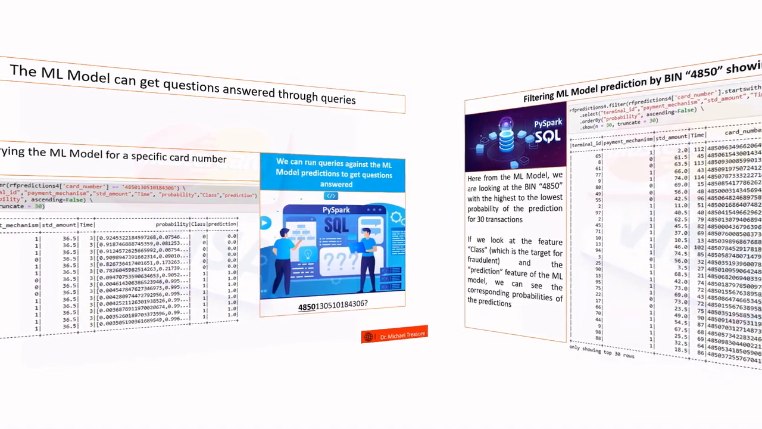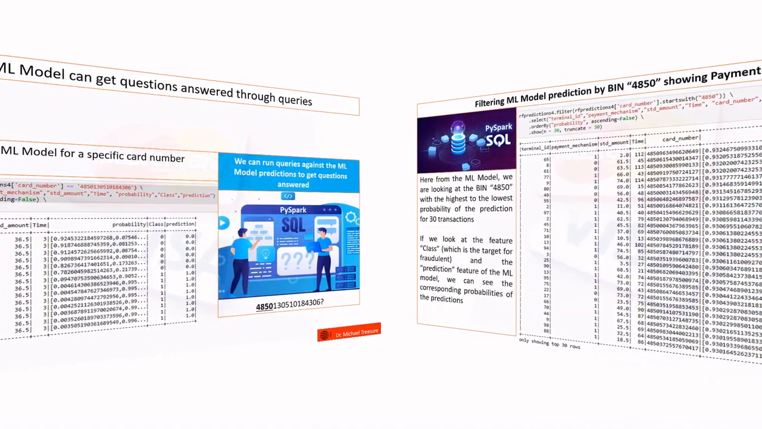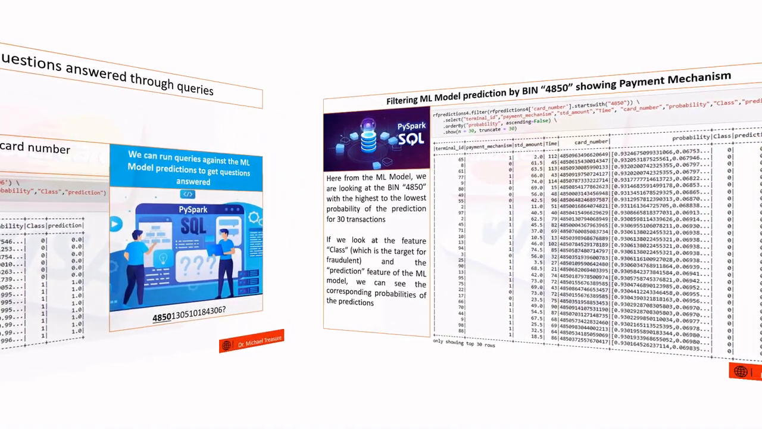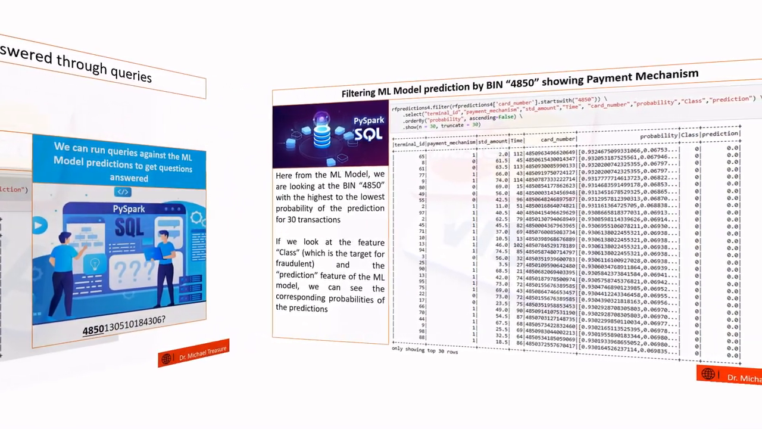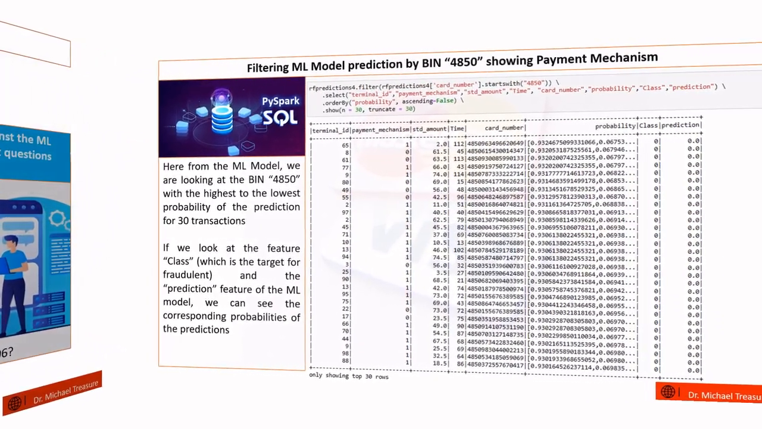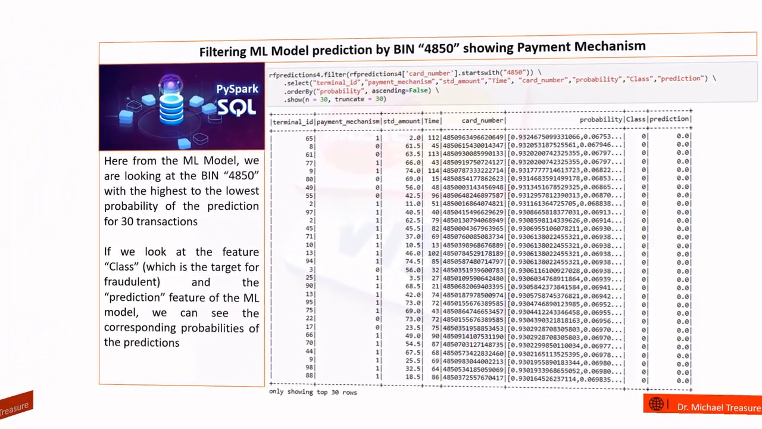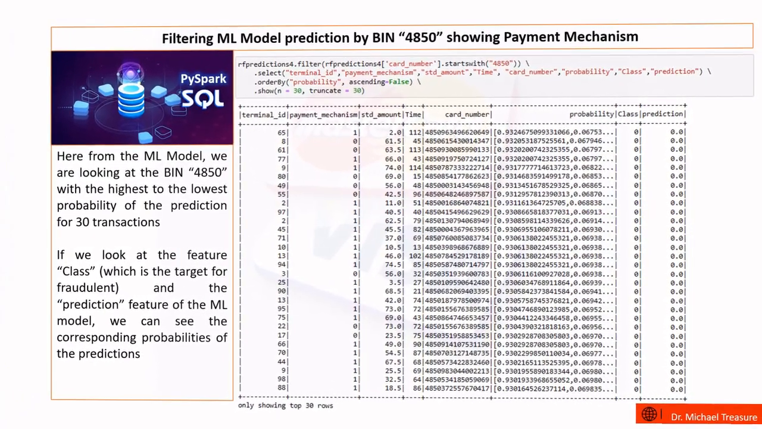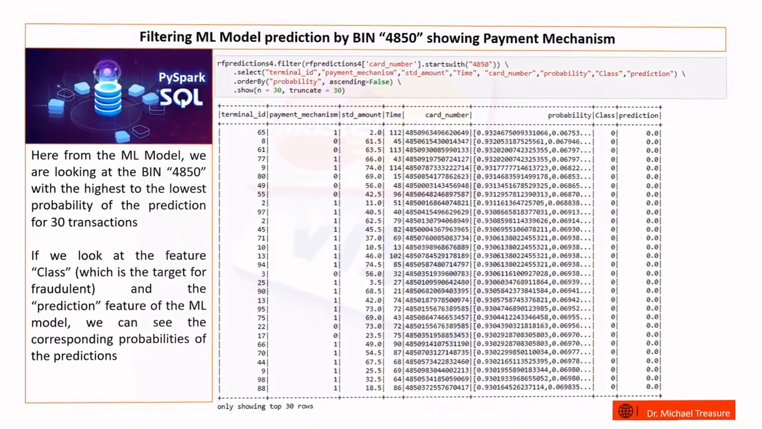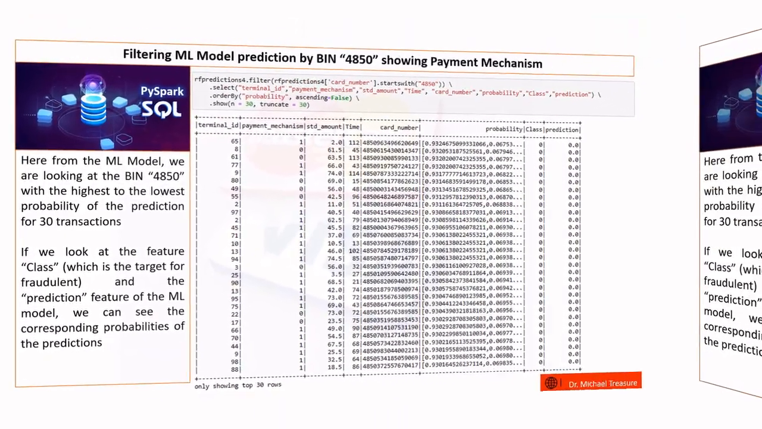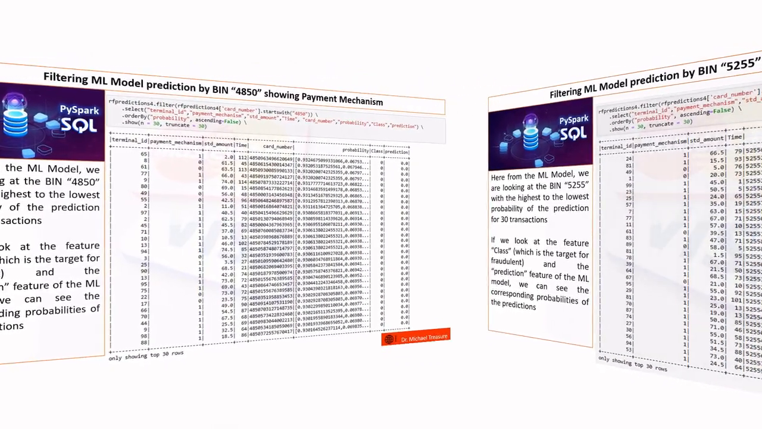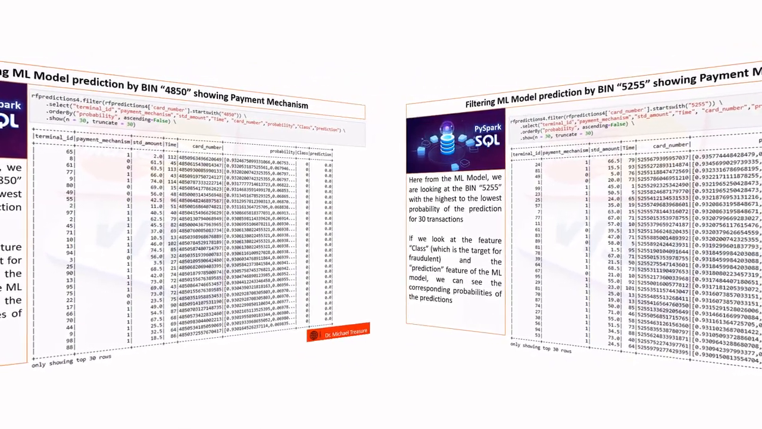What about setting up automated query investigations at the bin level? Here, from the ML model, we are looking at the bin 4850 with the highest to the lowest probability of the prediction for 30 transactions. If we look at the feature class, which is the target for fraudulent, and the prediction feature of the ML model, we can see the corresponding highest probabilities of the predictions against a complete set of cards for the queried bin.